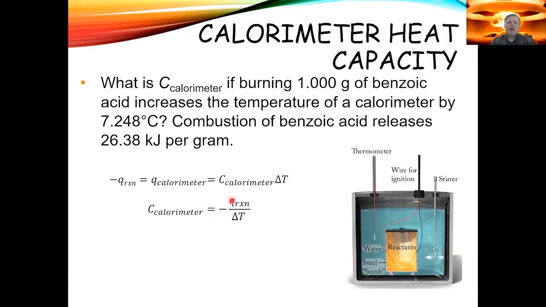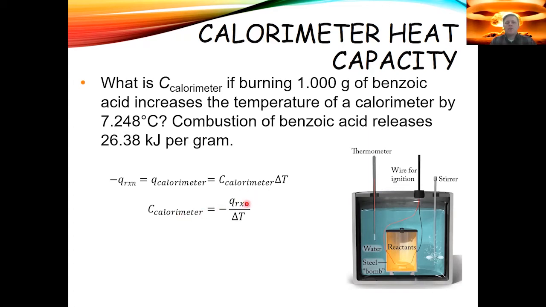Now, what is our actual Q of our reaction? This can be a little strange. The reason I say this is because you'll notice there's a negative value here in front of our Q over delta T. So if our Q is positive and our delta T is positive, we'd have a negative heat capacity for our calorimeter. That's not really allowed. So either our Q has to be positive and our delta T would have to be negative, or our Q would be negative and our delta T would be positive. That way, this ratio gives us a negative value, and a negative value times this negative value would give us a positive heat capacity.